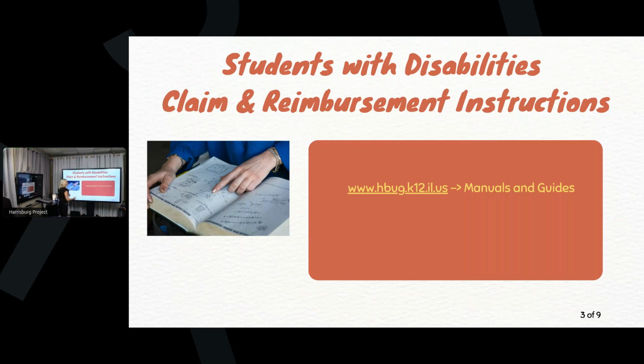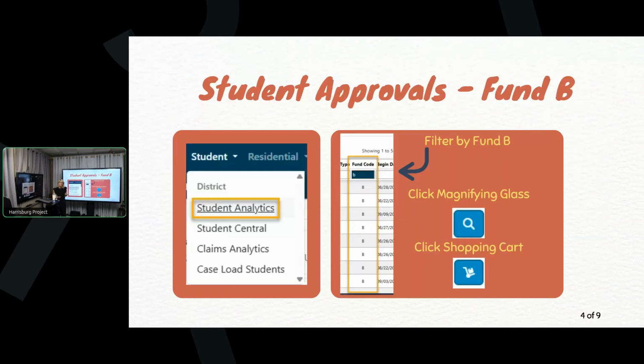Okay, so it's not something you necessarily have to go and print out, but really all of our claims are in there. So everything that we teach about, that's where it's coming from. So how are you going to find your Fund B claims in iStar Plus? You can go to Student Analytics, and in the Fund Code column, you're looking for a B. So put a B there, click the magnifying glass, and then click the shopping cart.